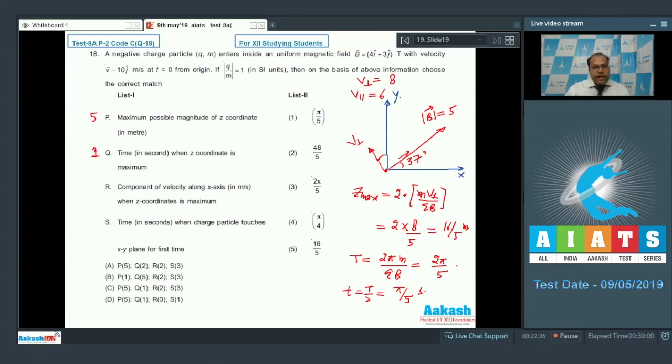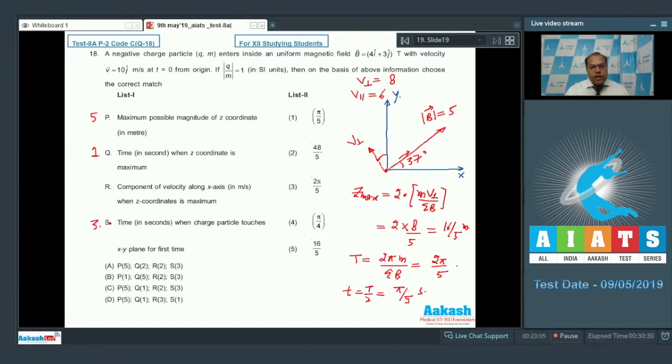If I check the entry S, time in seconds when charged particle touches XY plane. So charged particle touches XY plane when it completed one revolution. So in that case, the time period will be equal to capital T. So that is equal to 2 pi by 5. So 3 would be the correct matching.